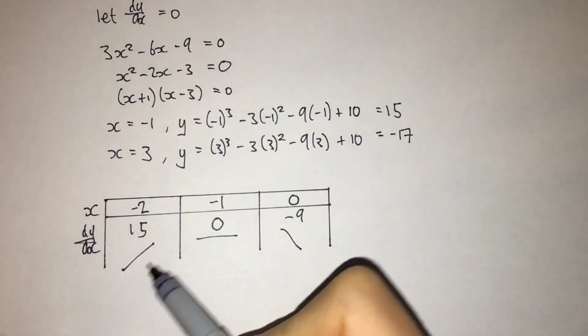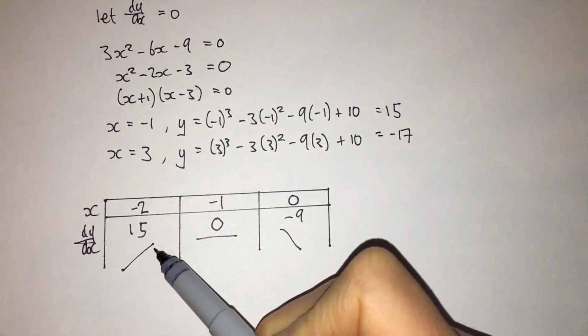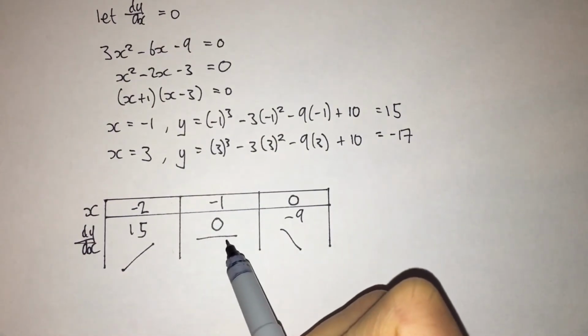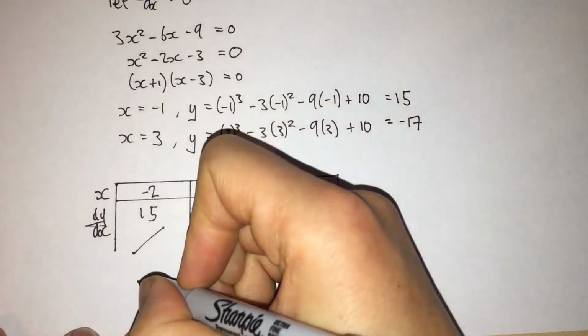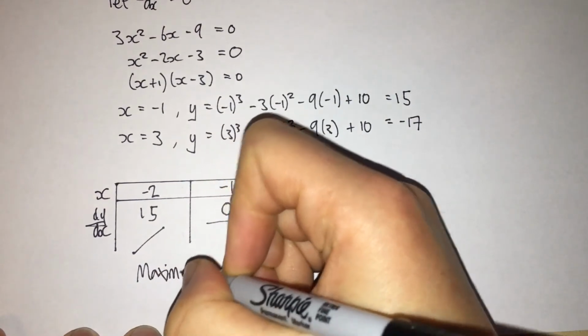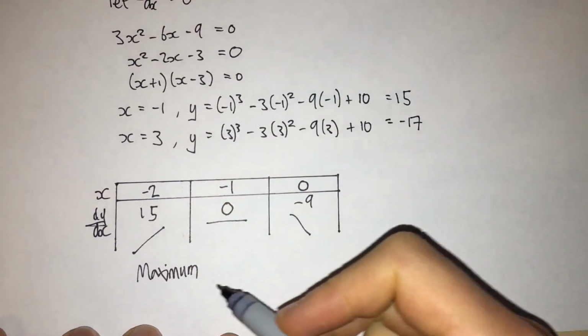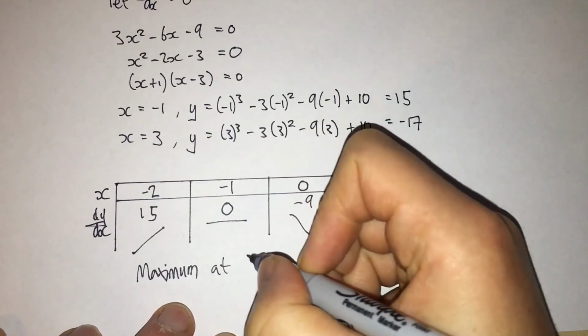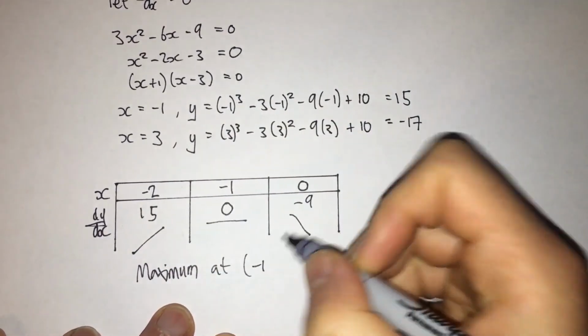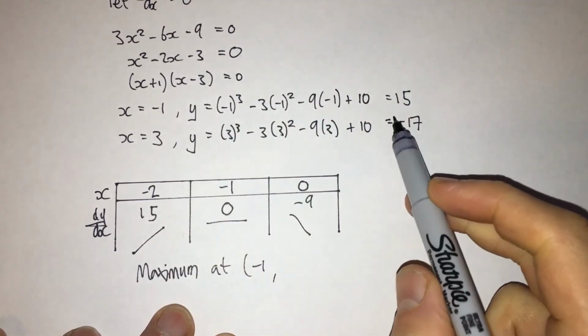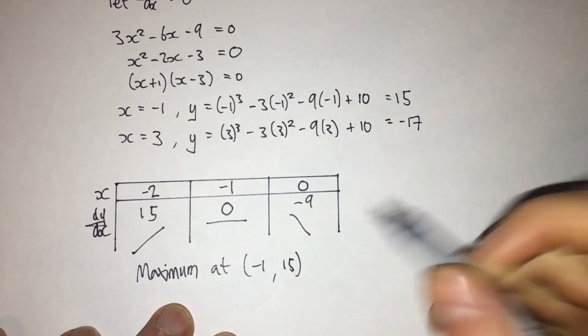So we can see from this shape we've got an increasing function, then we've got our stationary point, and then a decreasing function. So there is a maximum stationary point at x is minus 1, and we worked out earlier that at minus 1 y is 15.